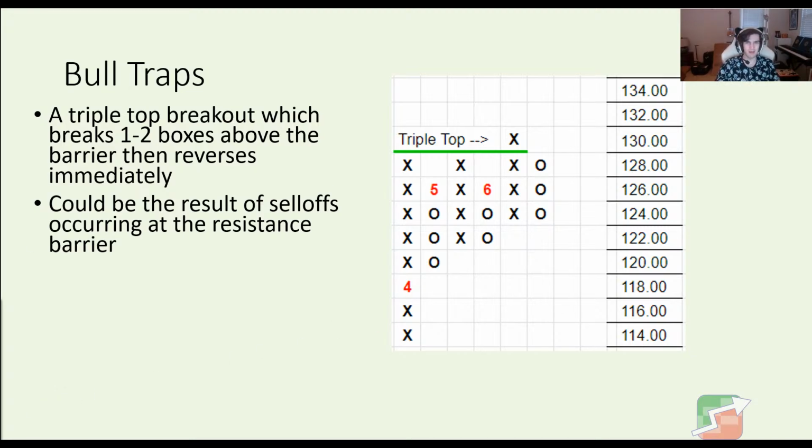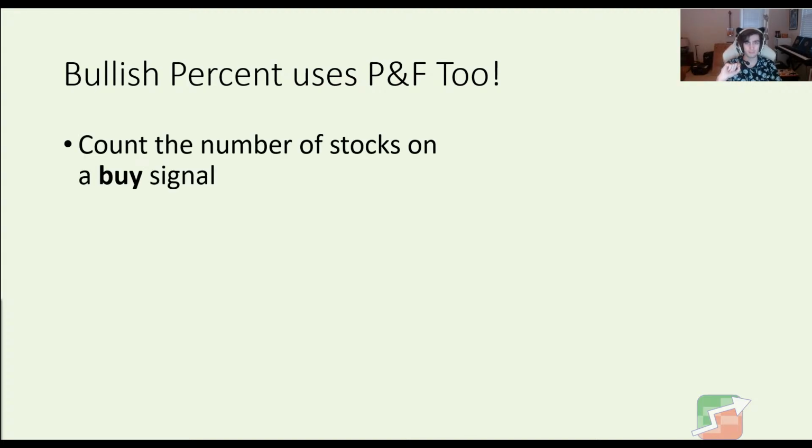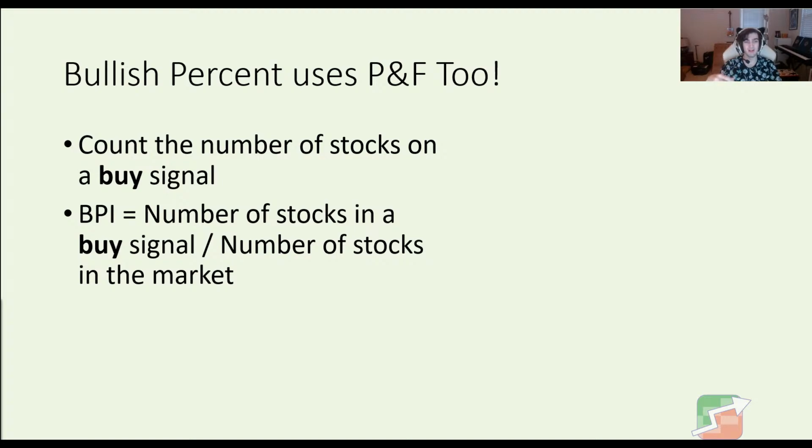But before that, I want to talk about one more thing that uses point and figure. Bullish Percent. Bullish Percent uses point and figure too. What it does is it goes to every single company and says, are you on a buy signal or are you on a sell signal? And it counts the number of companies in that market or in that index that are on a buy signal. So the Bullish Percent Index is the number of stocks on a buy signal divided by the number of stocks in the market.